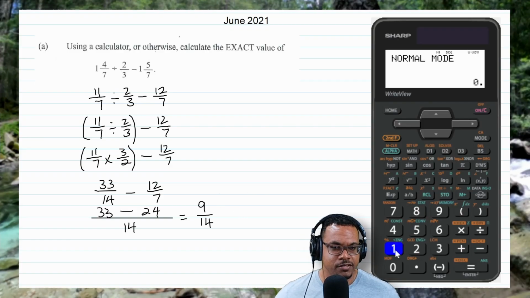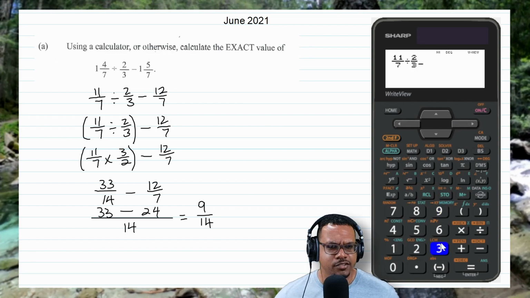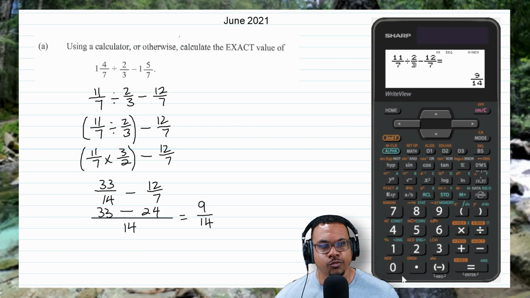So I'll use my fraction button. So I have 11 over 7. All right, we're going to divide that by 2 over 3. So 2 over 3. Then we're going to subtract 12 over 7. So subtract 12 over 7. And that will be equal to, see, 9 over 14.